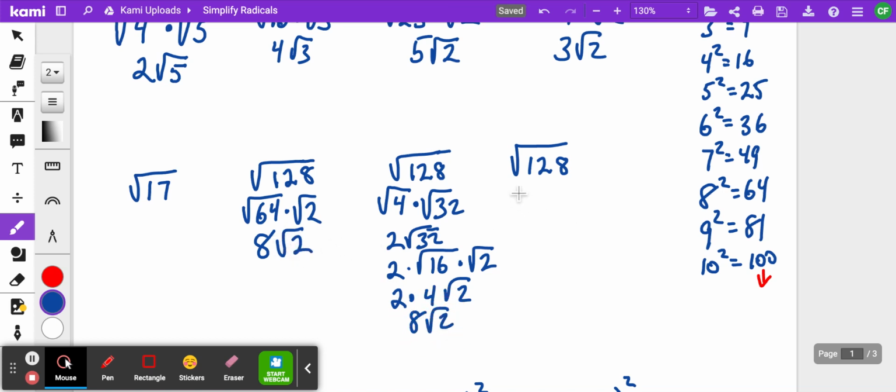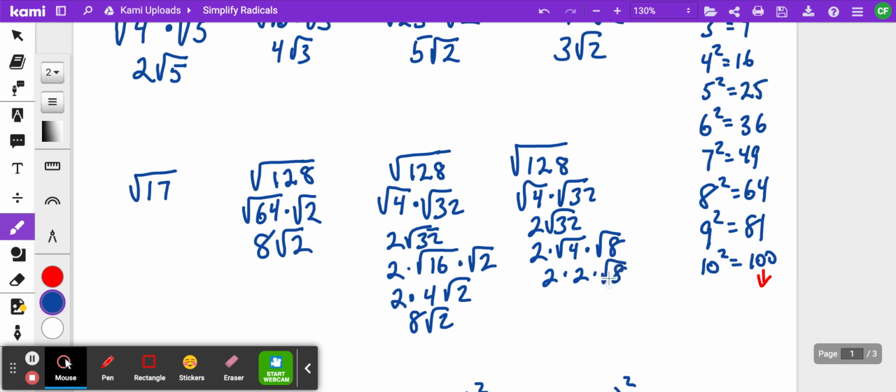Somebody else might do it like the square root of 4 times the square root of 32, so 2 root 32. But then they might say 4 goes into that 8 times, and they say 2 times the square root of 4, which is 2, and then they have the square root of 8. But the square root of 8 can be the square root of 4 times 2. So it's 2 times 2 times the square root of 4, which is another 2, root 2. 2 times 2 times 2 is 8 root 2.